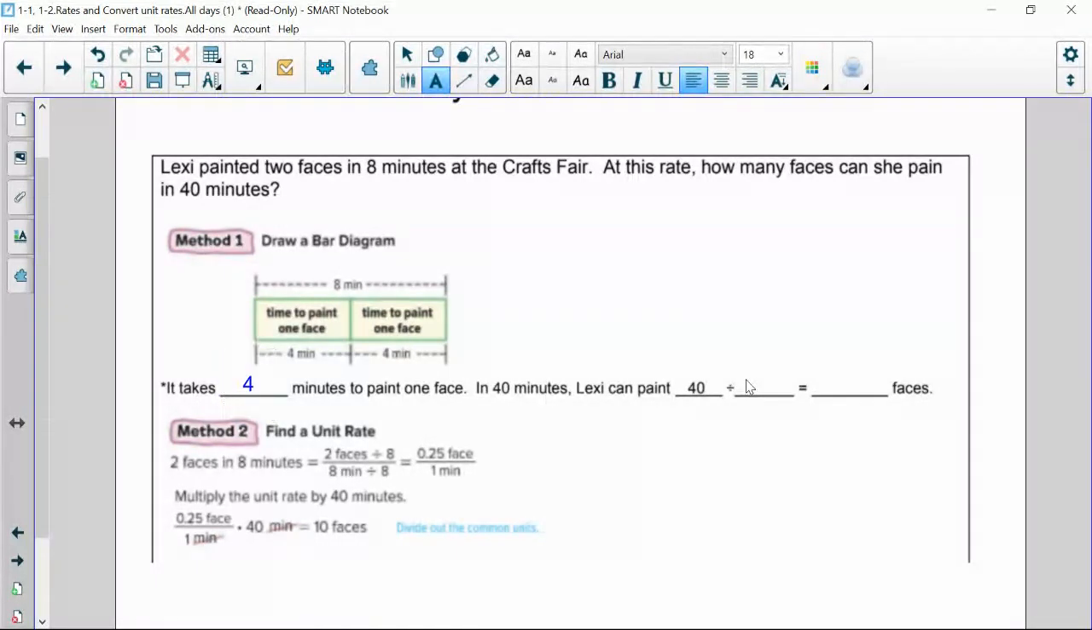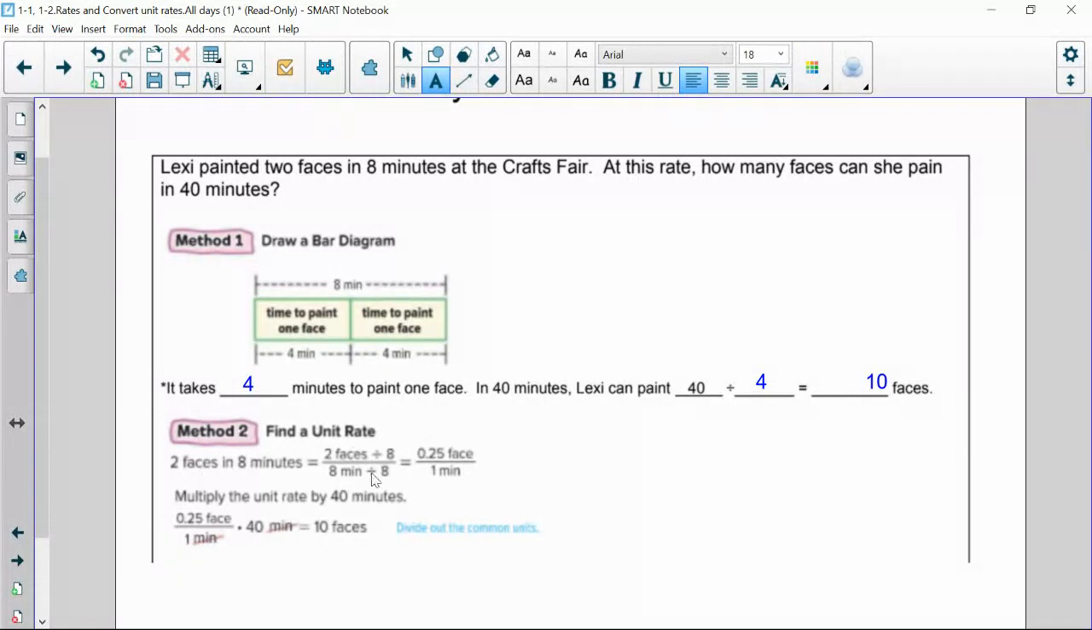So in 40 minutes, how many can she paint? So this one, you're going to take 40 and divide it by how many minutes she takes to do one, itself. Okay, so that's your unit rate that we just found, the 4 minutes. So 40 divided by 4, she can do 10 faces in those 40 minutes. Okay, that's the one method that you could use.